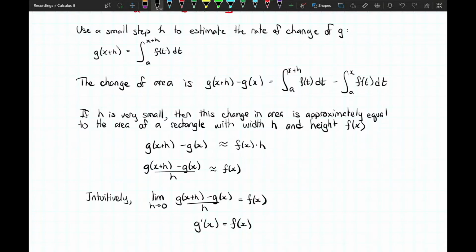Maybe we should write this out in its integral form, and this might make the interpretation a little bit more obvious. The rate of change with respect to x of the area under the function f from a to x is simply equal to the height at x.